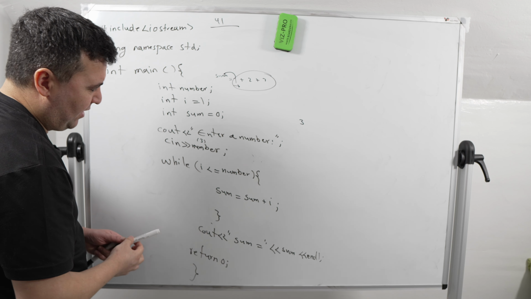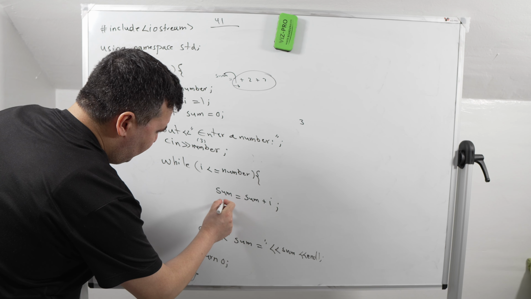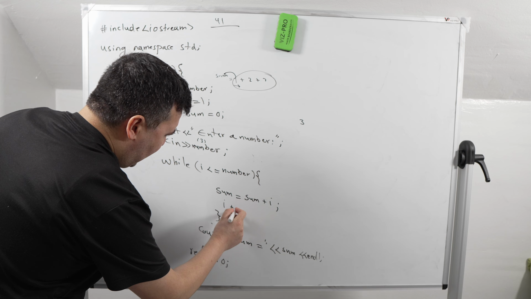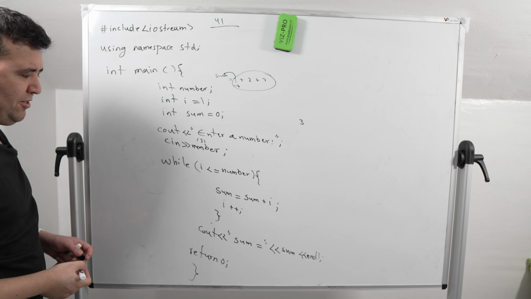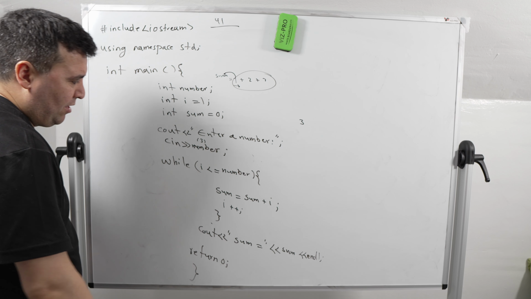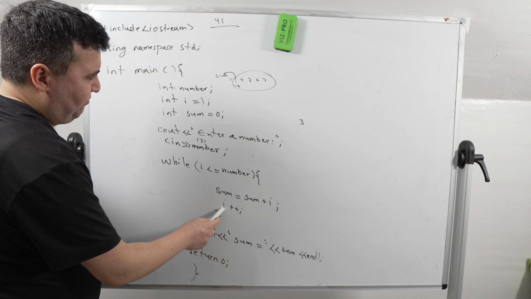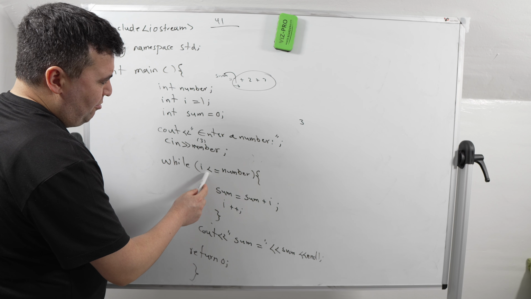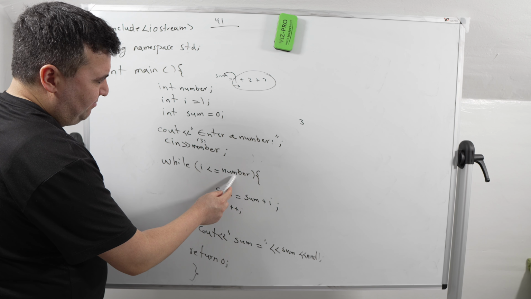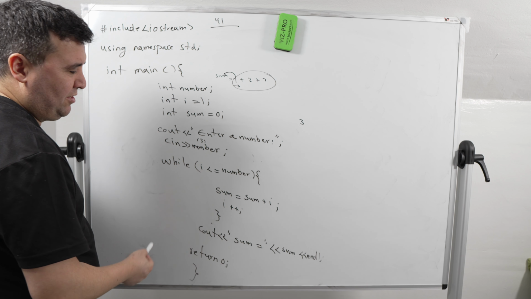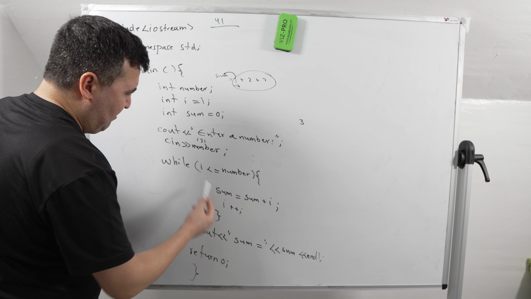Then here, don't forget i plus plus. Every time we have to increase the variable by 1. So here i becomes 2. 2 is less than or equal to the number, which is 3. Yes, 2 is smaller than 3, so the condition becomes true.